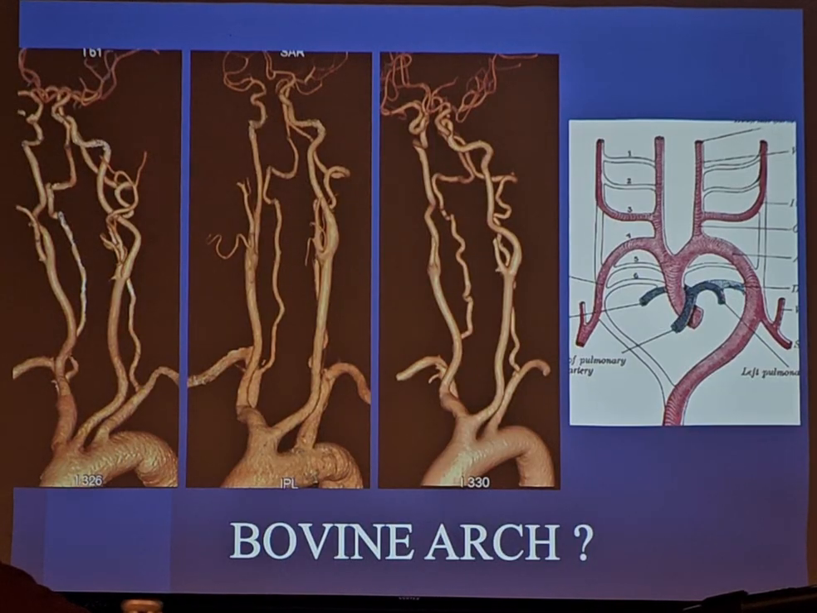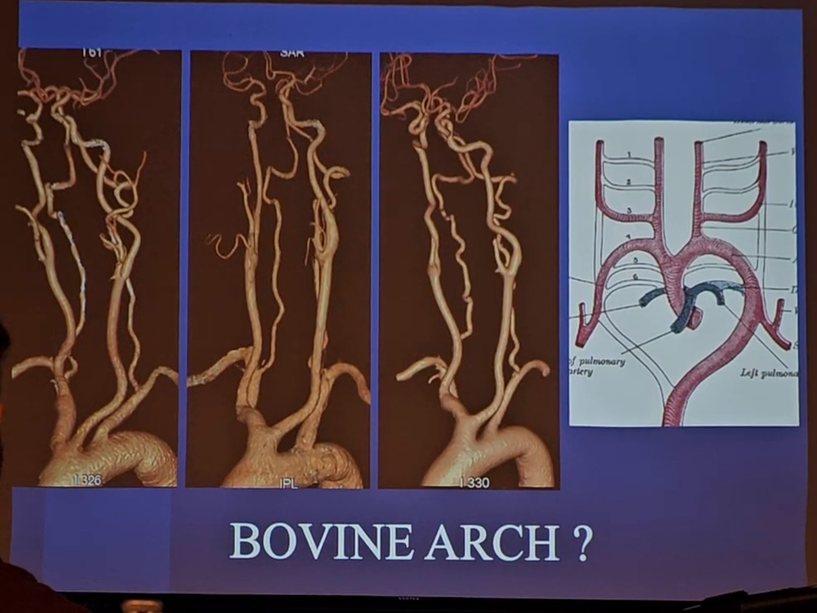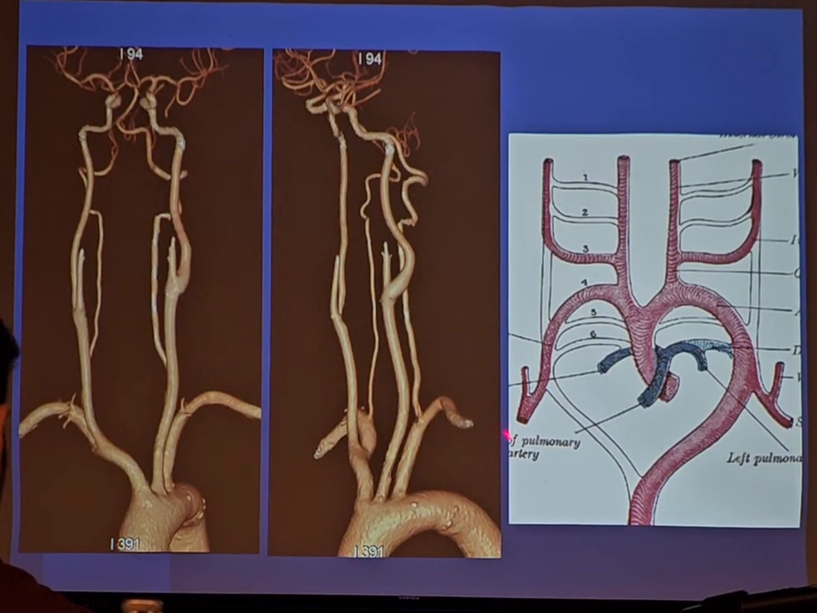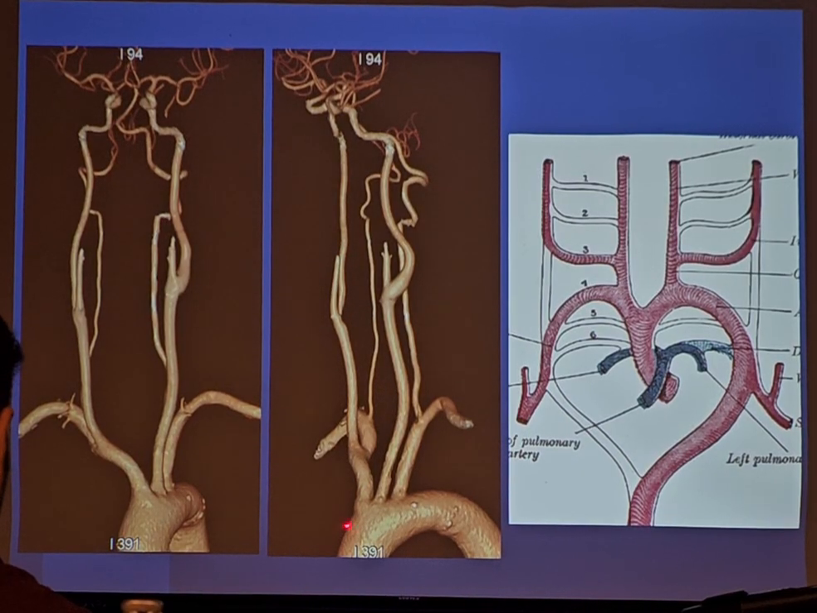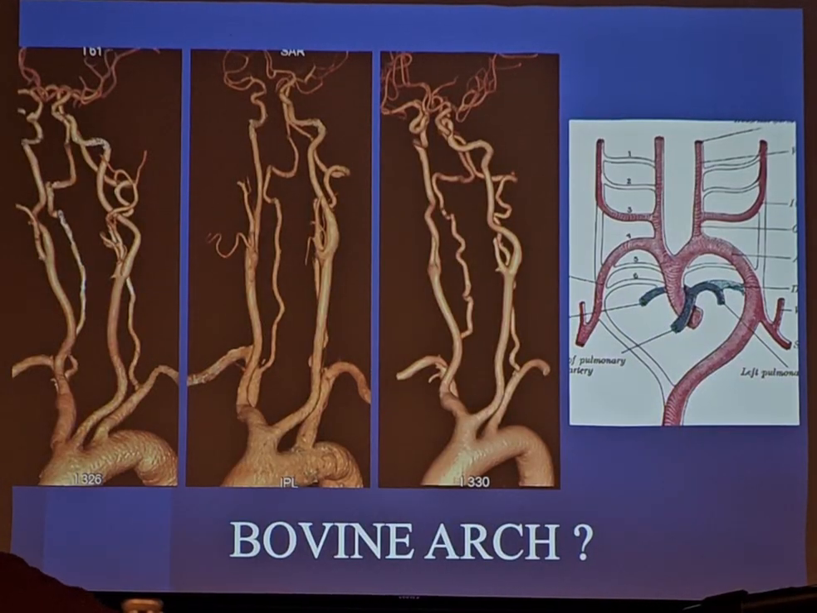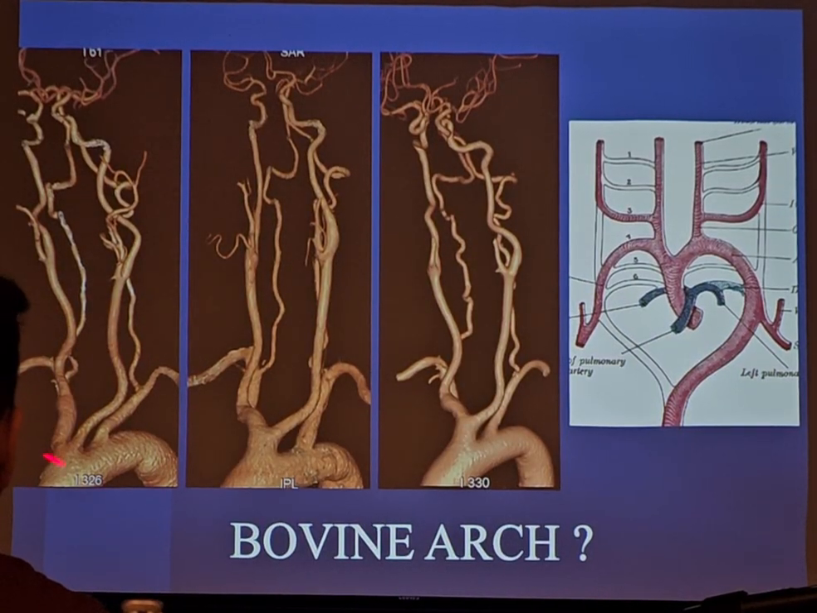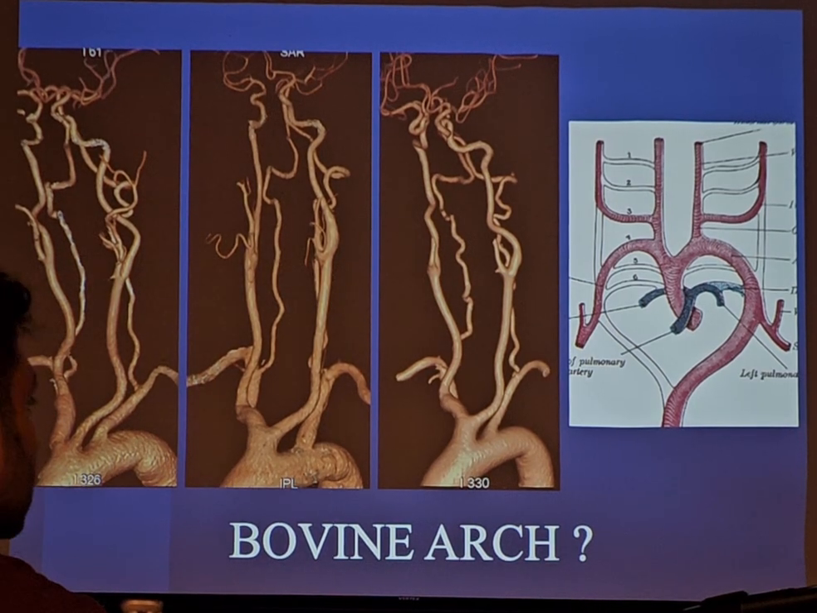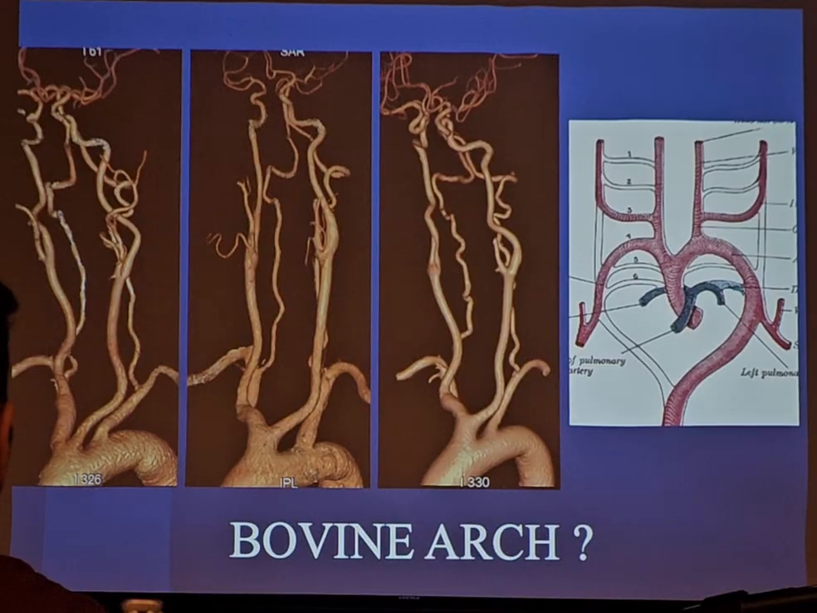So we finally form, I need to show you this. We finally form this aortic arch, okay? The usual aortic arch, what we see is innominate artery, left common carotid, left subclavian artery this way. Okay? We often call a common origin of the innominate artery and left common carotid artery a bovine aortic arch. Okay? But it's not a true bovine aortic arch.